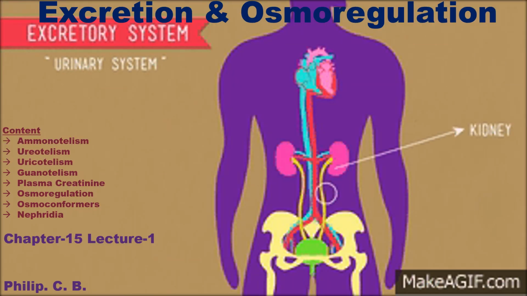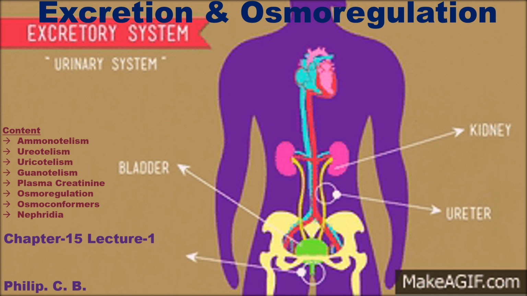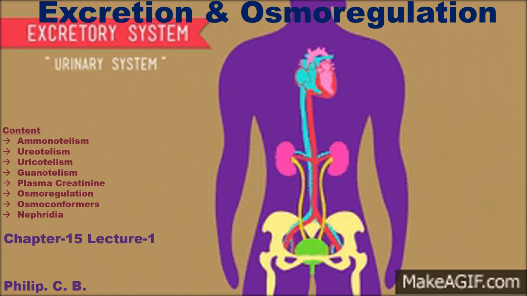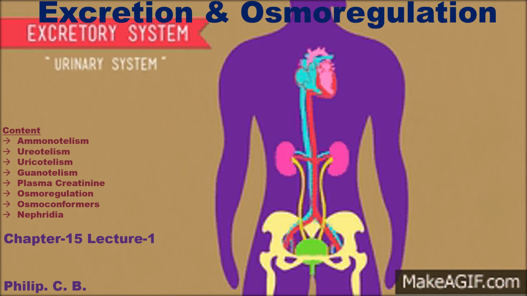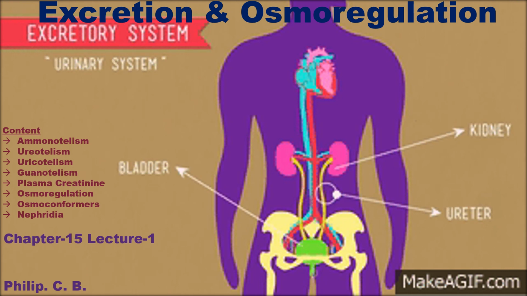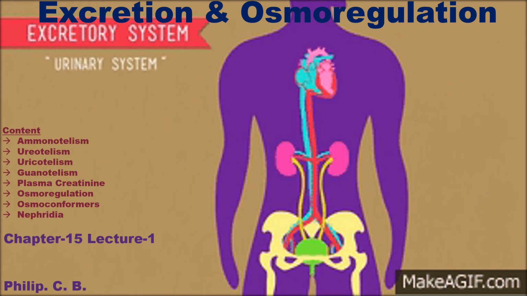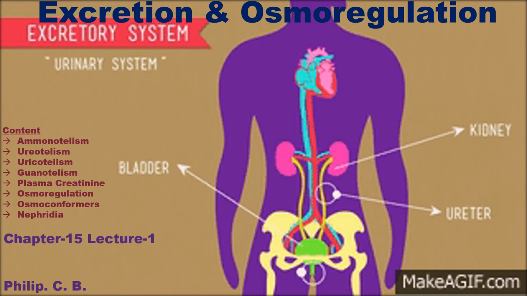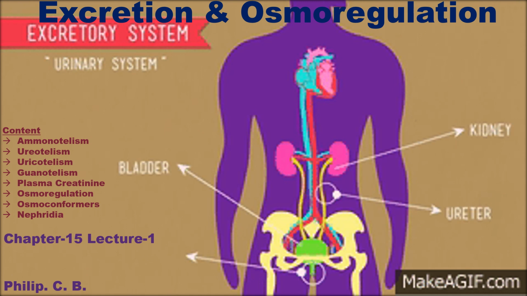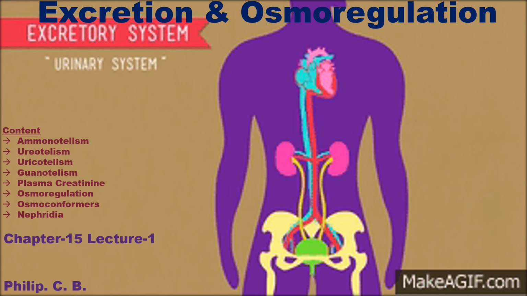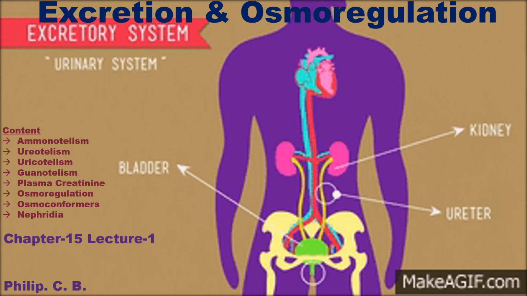Hello students, today we are going to start with a new topic, excretion and osmoregulation. In this, we are going to learn about the modes of excretion like Ammonotelism, Ureotelism, Uricotelism, also Guanotelism. Other than that, plasma creatinine. Also we learn about osmoregulation, osmoconformers and Nephridia, which is an excretory organ in the lower organism or in case of non-chordates, and few more other organs related with the invertebrates.